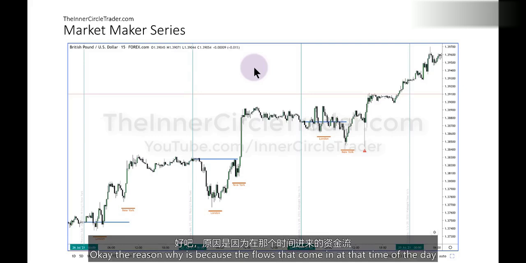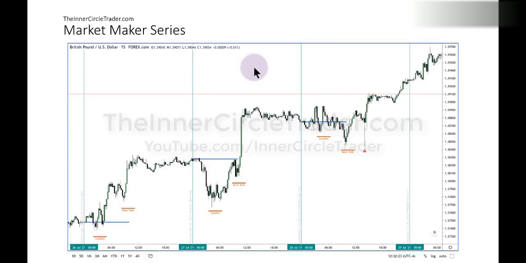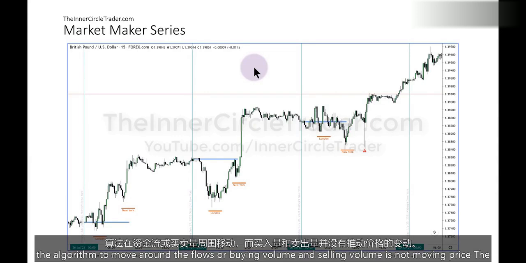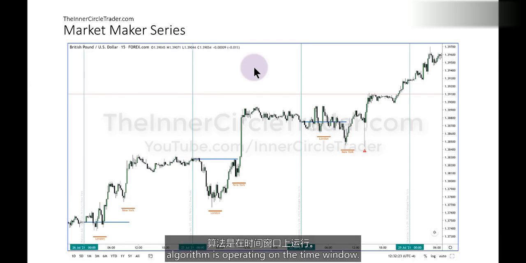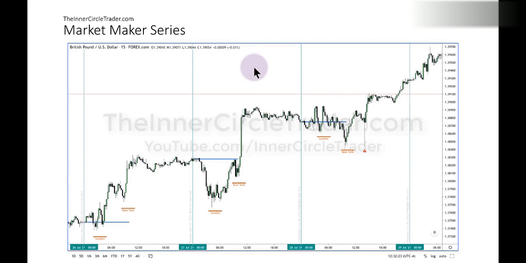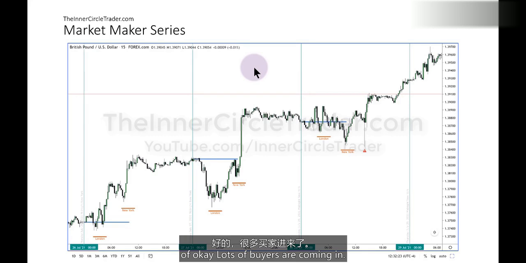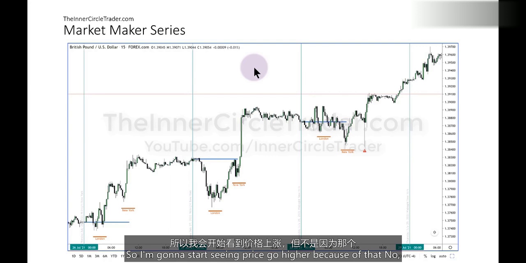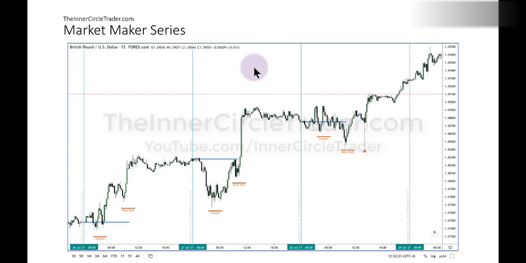The reason why is because the flows that come in at that time of the day create the opportunity for the algorithm to move around. The buying volume and selling volume is not moving price. The algorithm is operating on the time window. It knows the trading volume increases then. It's not a derivative of, okay, lots of buyers are coming in, so I'm going to start seeing price go higher because of that. No, that's not what it is. And I don't care who told you otherwise. It's not what's going on.